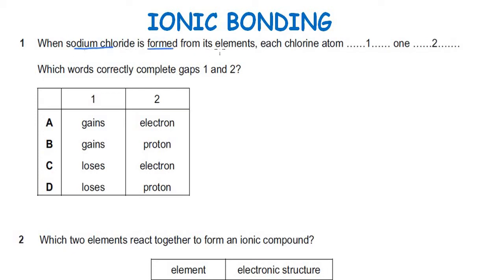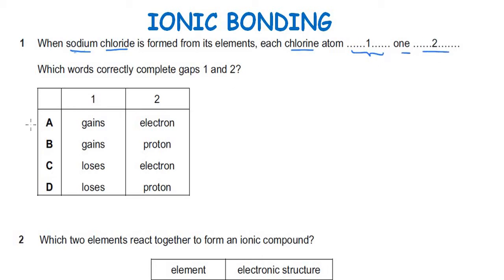is formed from its elements, that is sodium and chlorine, each chlorine atom dash 1 dash. Now which words correctly complete gap 1 and 2? To fill in these gaps, first let's understand how sodium chloride is formed. As we have already discussed, in ionic compounds, the metal atom, that is sodium in this case, will lose electrons, and chlorine, the non-metal atom, will gain electrons. So here, if we are talking about the chlorine atom, it should gain 1 electron.